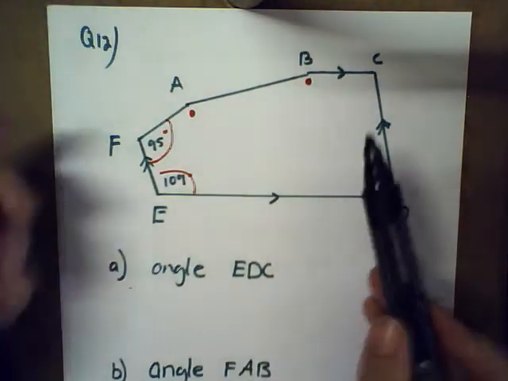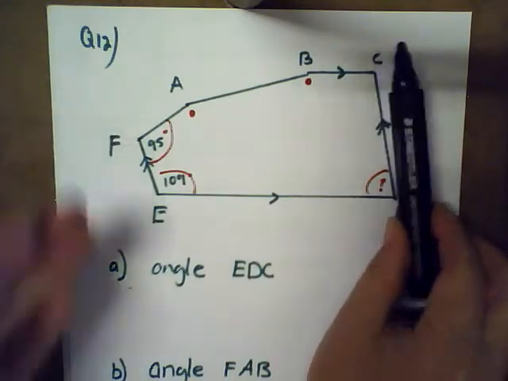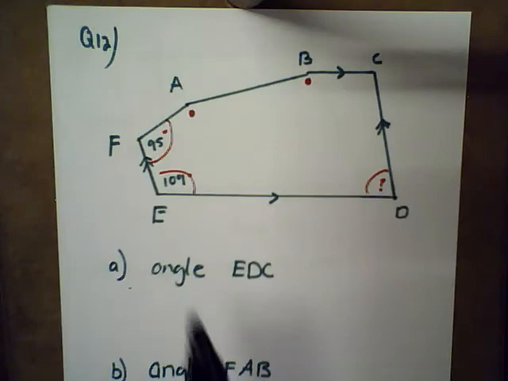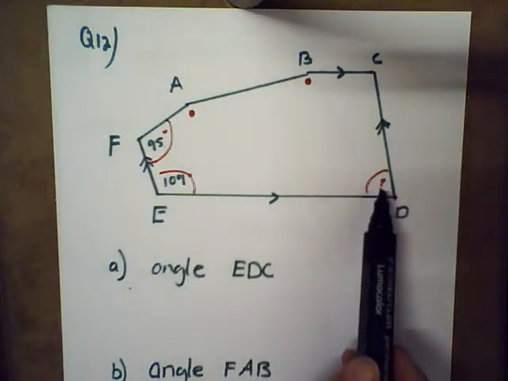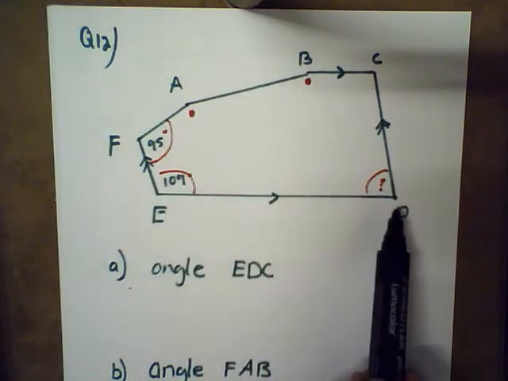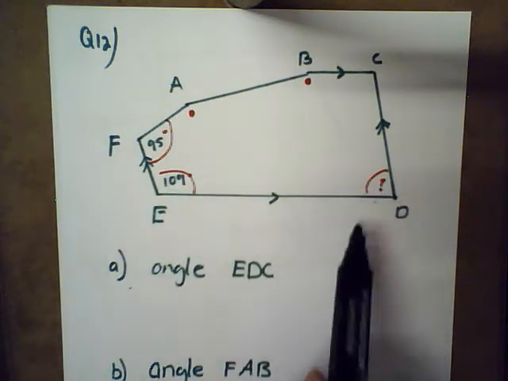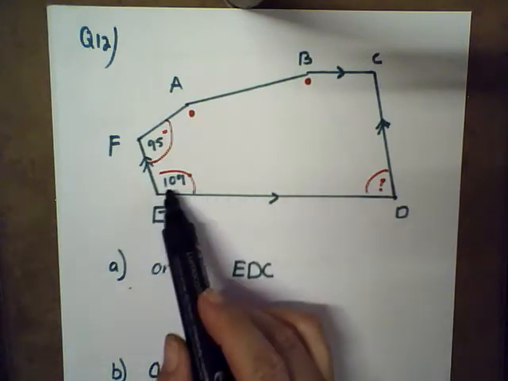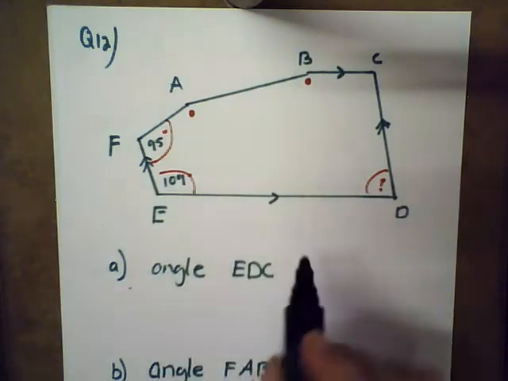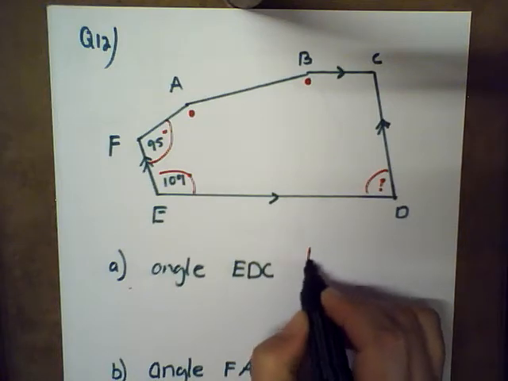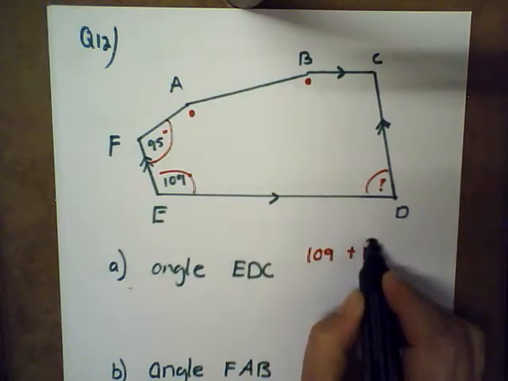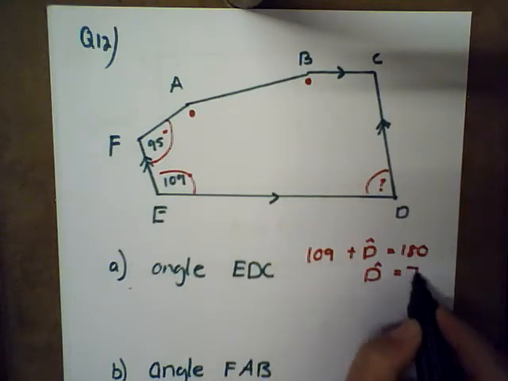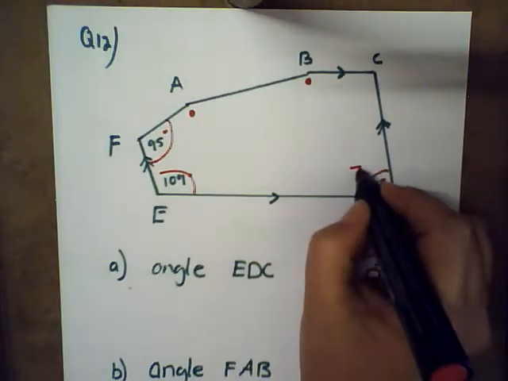Okay, I've got two parallel lines and a transversal that cuts them. I know that with two parallel lines and a transversal, the co-interior angles, was it called co-interior? I could be wrong there. But the angles on the same side of a transversal will add up to 180 degrees. So we have 109 plus angle D giving us 180. If I do the calculation there, I get 71.